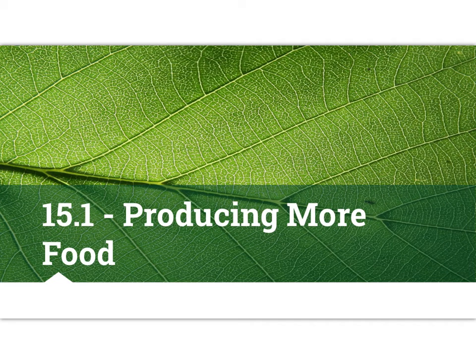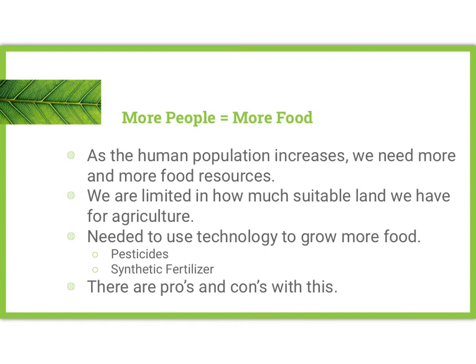15.1, producing more food. More people on Earth requires more food to sustain that population. So we are limited in how much suitable land we have for agriculture to grow that extra food, though. So as a human population, we've needed to use technology to grow more food in the space that we have.